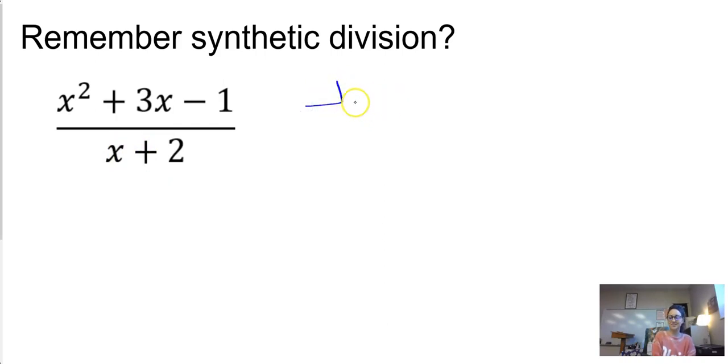So let's try rewriting this by using synthetic division. Remember that you put your 0 in the corner, so -2. Grab your coefficients in descending order, making sure you have no missing terms, right? Then you're going to bring down the 1, bring down the first term. Then you're just going to multiply and add until you've filled in your matrix.